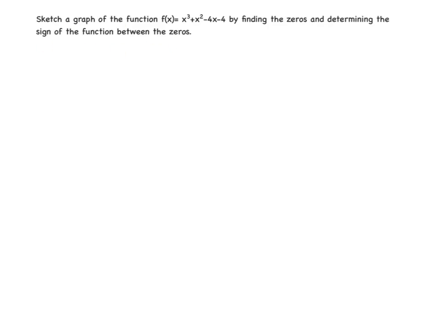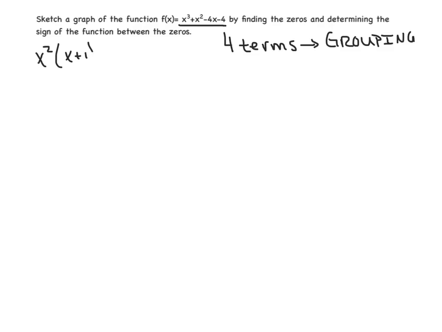Now, first of all, the bad news is this function's not factored. So the first thing I've got to do is factor it. You'll notice there's a grand total of 4 terms. And anytime we recognize a polynomial with 4 terms, we're going to use a technique called factor by grouping. And we're getting better and better at that every single time we do one. So I'm going to start pulling out my GCF. My first group has a GCF of x squared, and then my last 2 terms have a GCF of negative 4.